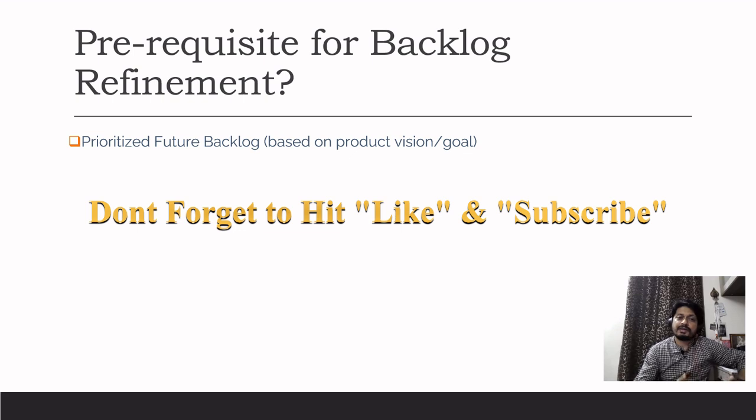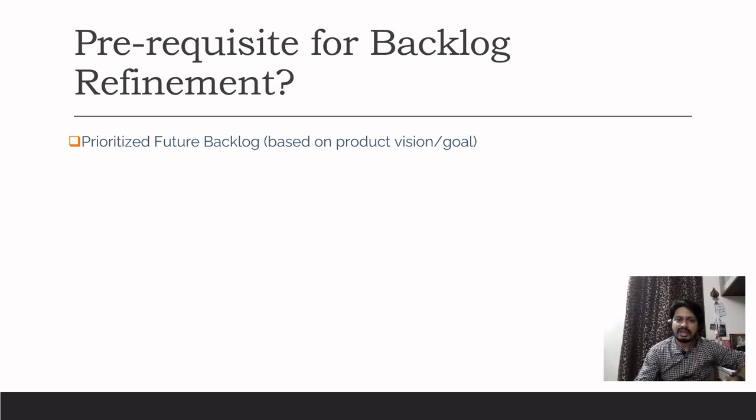Let's see what the prerequisites for backlog refinement are. So I already discussed it earlier in the previous slide. The only prerequisite before we get into the backlog refinement is to prioritize the future backlog based on the product vision and the product goal. And this needs to be done by the product owner. So it's the product owner's responsibility to make sure that the backlog is prioritized in the order of value generation, and he should be able to identify the number of user stories that need to be part of the refinement, where the team is going to discuss, refine and get them ready for the next sprint.